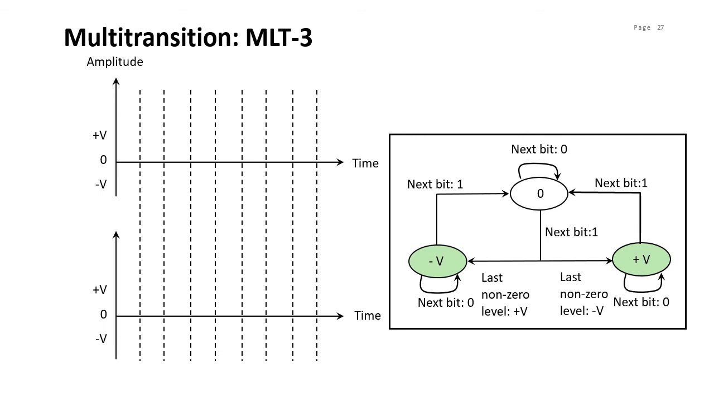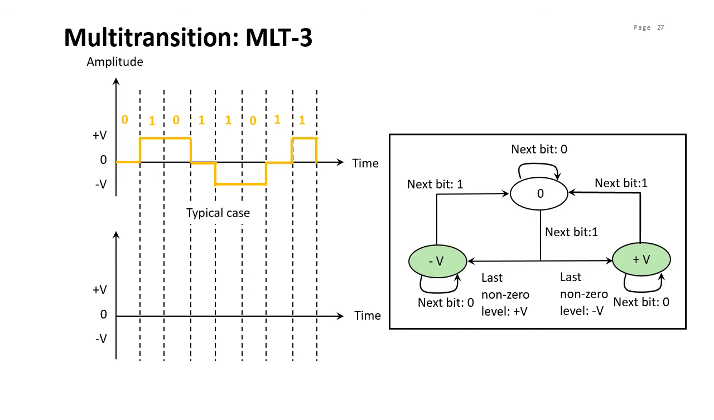And the rules, as you can see here: if the next bit is 0, there will be no transition. If the next bit is 1 and the current level is not 0, the next level is 0. And the last rule is if the next bit is 1 and the current level is 0, then the next level is the opposite of the last non-zero level. In the figure on the left, you can see an example of an MLT3 signal.